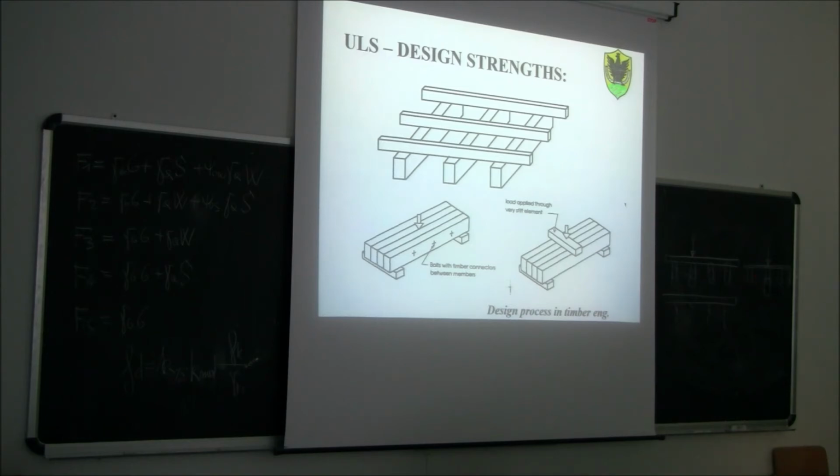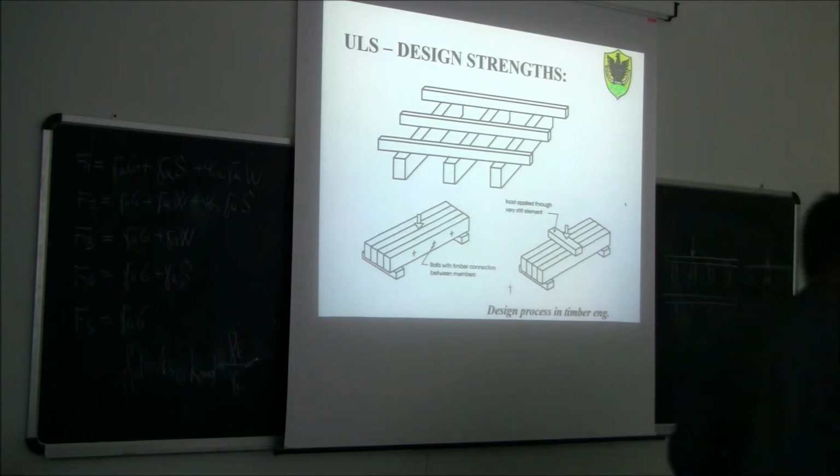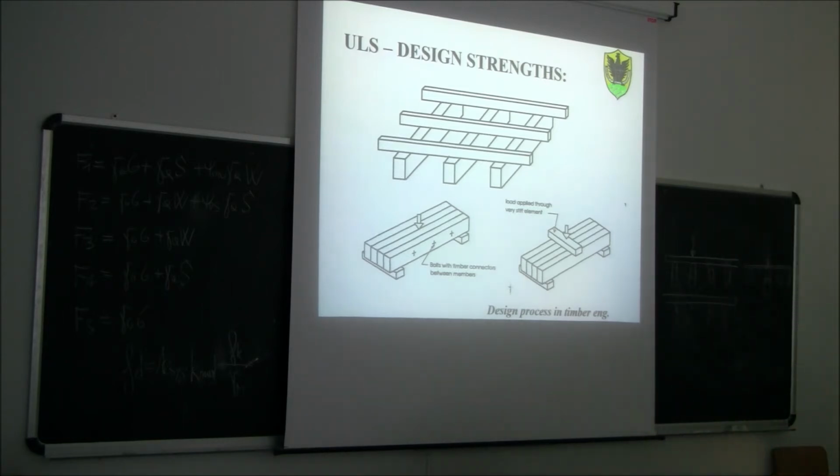The fact that they are forced to work together means that the system has less variability compared to the single beam. So the more beams we connect together, the higher the strength. Why higher strength? Because we have less scatter of results, so less standard deviation. The Gaussian function is tighter, and so the characteristic value increases. So the regulation takes into account this increase in characteristic value with this k-system factor.